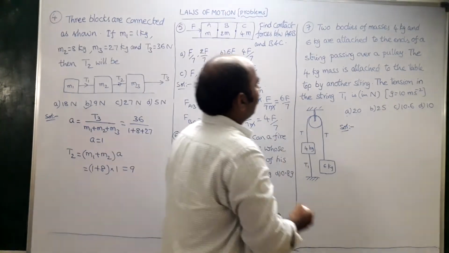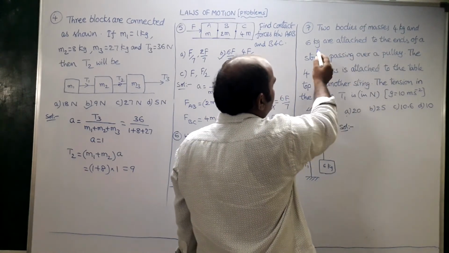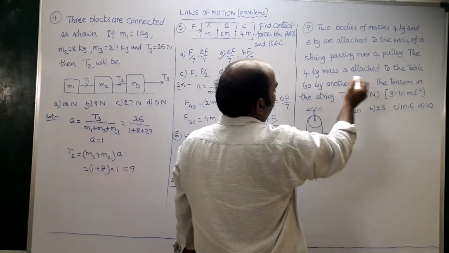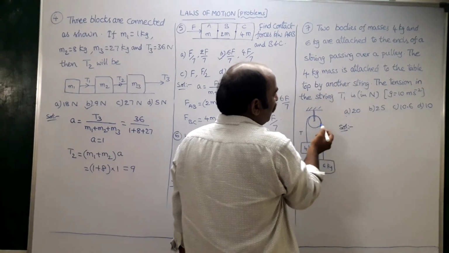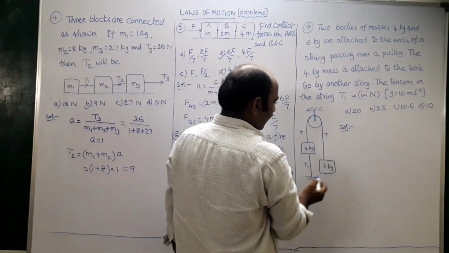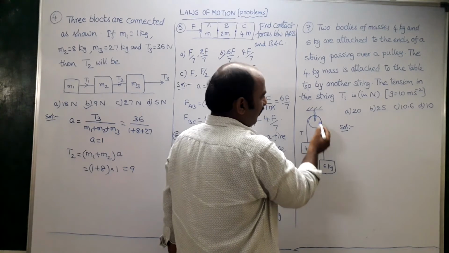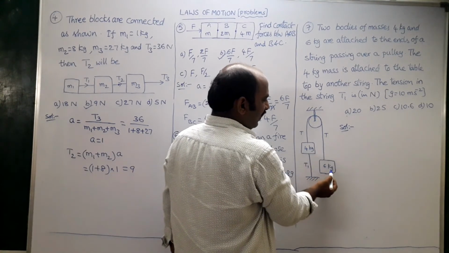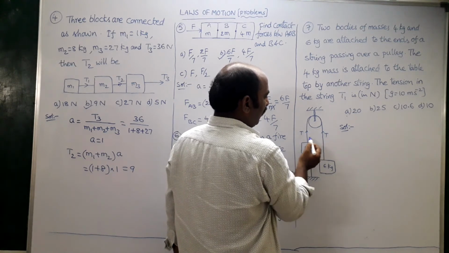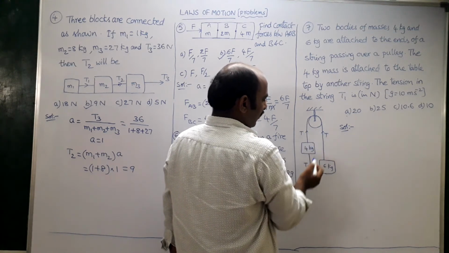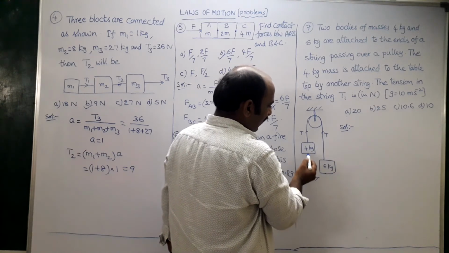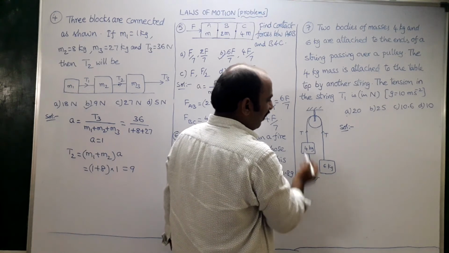Now see the seventh one. Two bodies of masses 4 kg and 6 kg are attached to the ends of a string passing over a pulley. The 4 kg mass is attached to the tabletop by another string. The tension in the string T1 is. Here look at the diagram. This is 4 kg and this is 6 kg. Here tension is in upward direction. We know this is T and this is T. But the tension between 4 kg and the ground is T1. Now we find the T1 value.